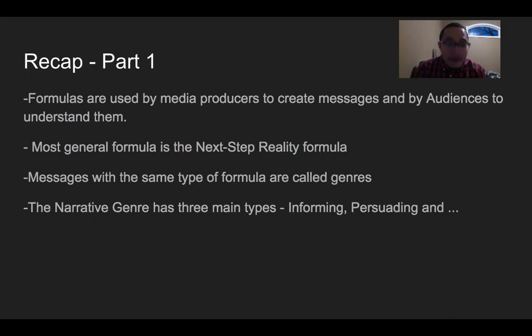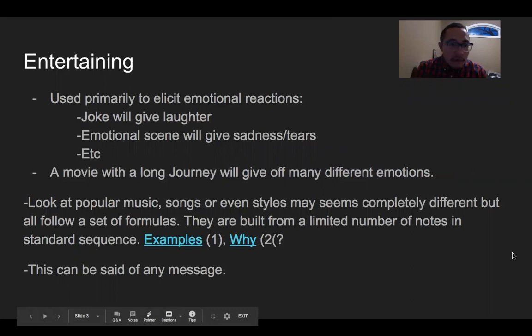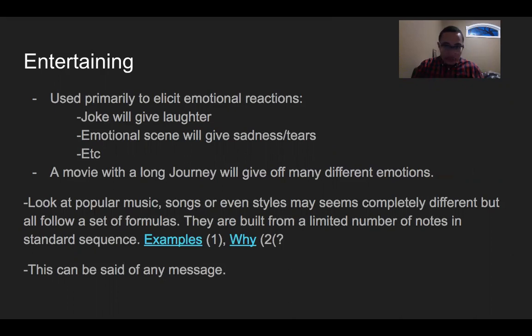The narrative genre has three main types, which we learned last class: informing, persuading, and entertaining. This is used primarily to elicit emotional response. If we hear a joke, this will give laughter. An emotional scene will give us sadness and tears, we'll cry. A scary scene will make us jump. A movie with a long journey will give lots of different emotions.